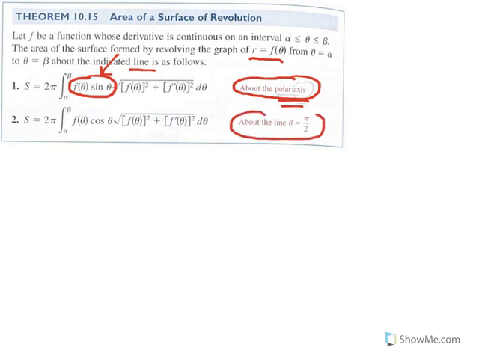And if you're revolving about the radial line theta equals pi over 2, here's the integration formula, and of course this factor is giving us the distance from the axis of revolution to a point on the polar curve.